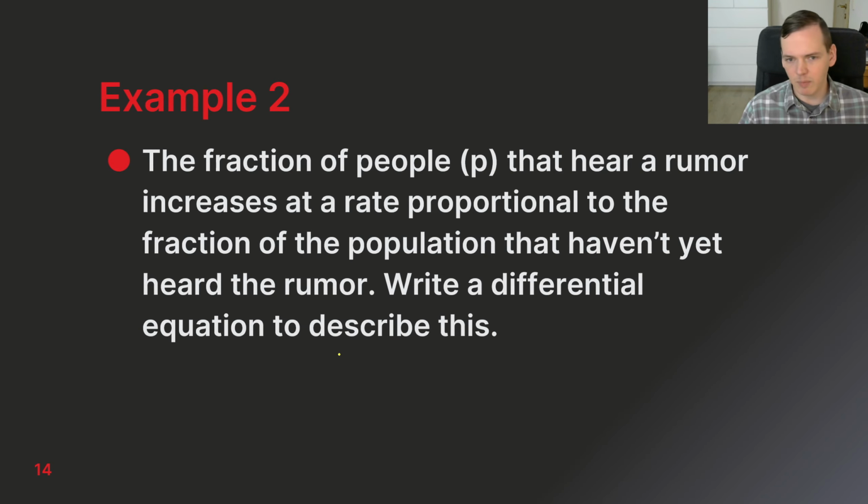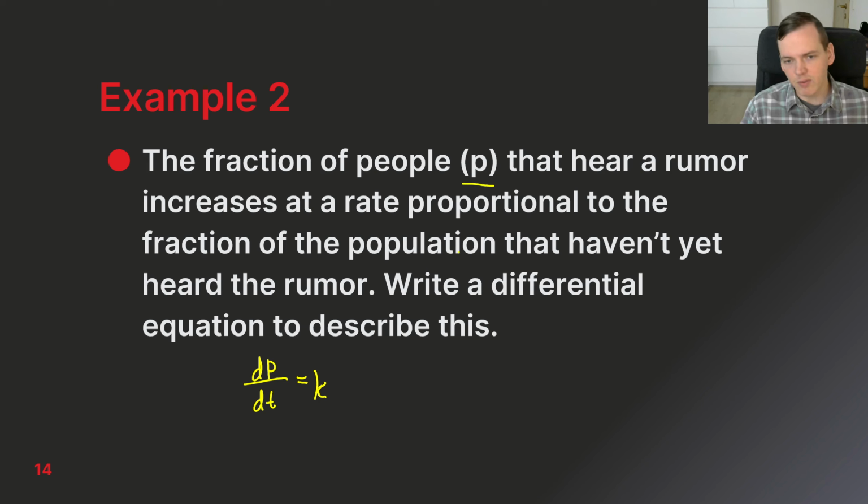As a second example, the fraction of people P that hear a rumor increases at a rate proportional to the fraction of the population that haven't yet heard the rumor. Write a differential equation to describe this. So again, we're talking about probably a rate over time, so dP by dt. And that's going to be proportional, we need our proportionality constant, to the fraction of the population that haven't heard the rumor.